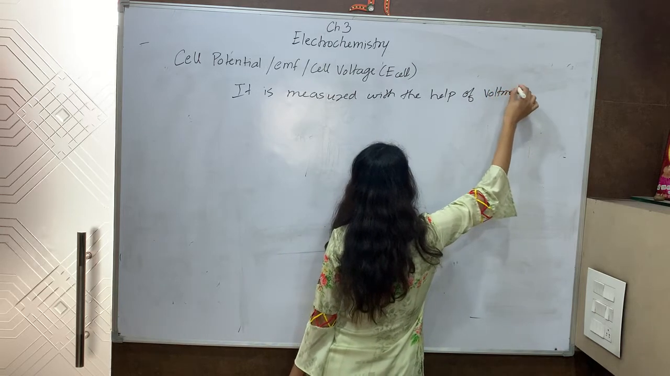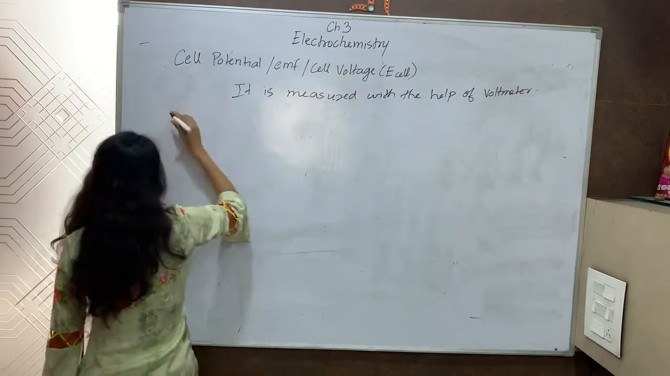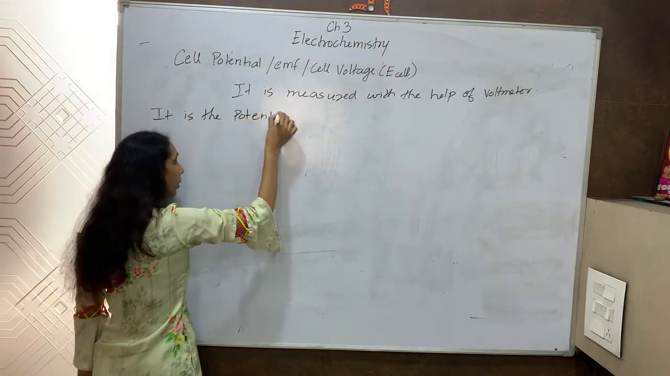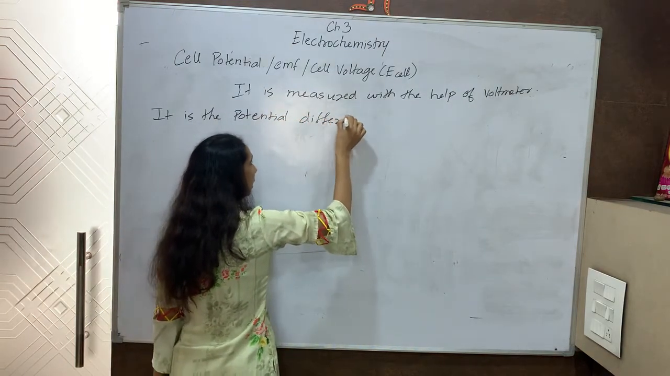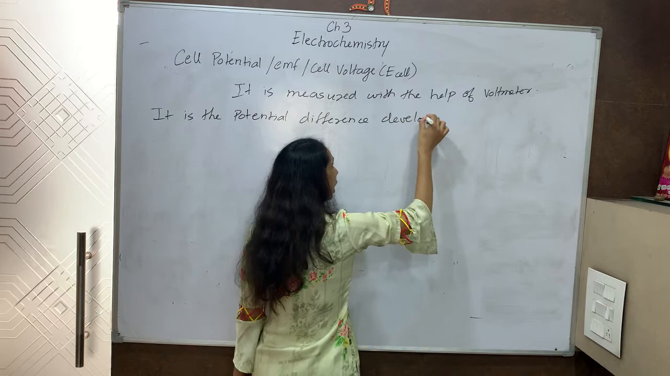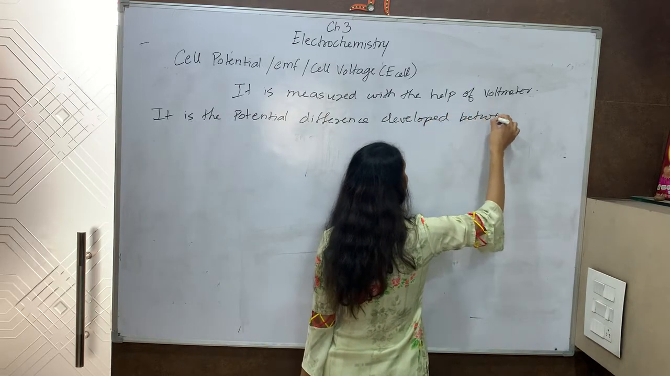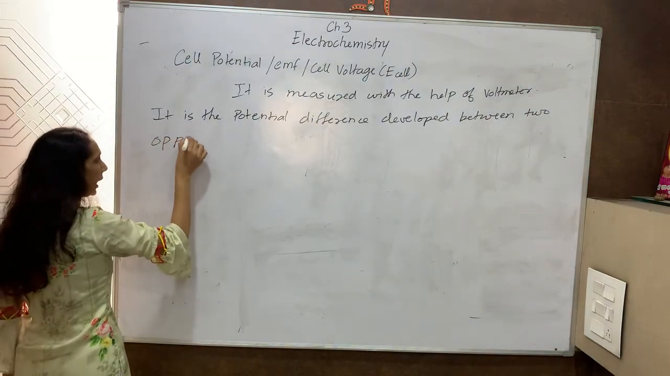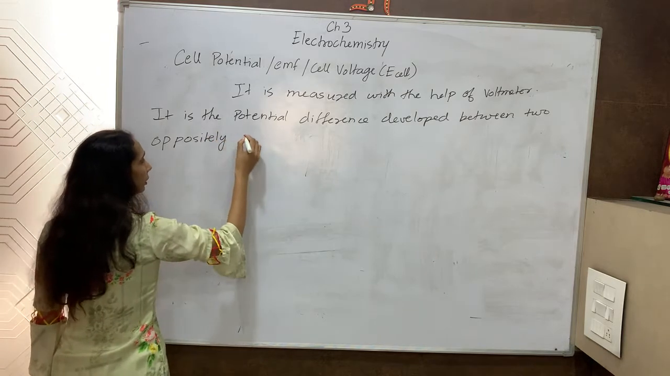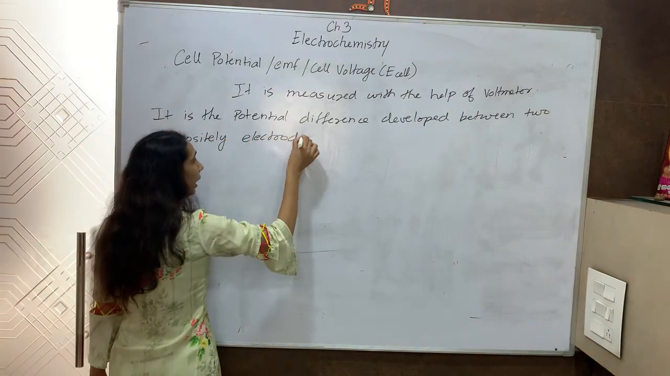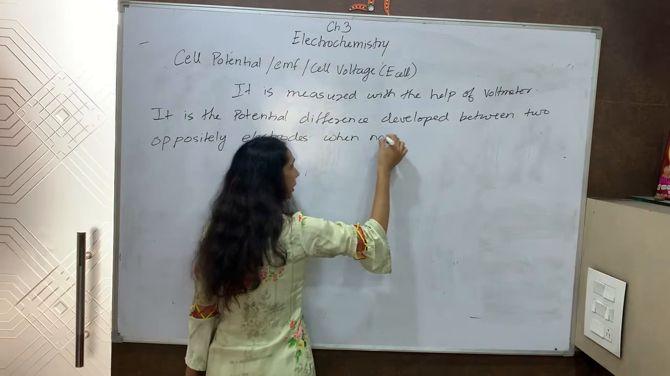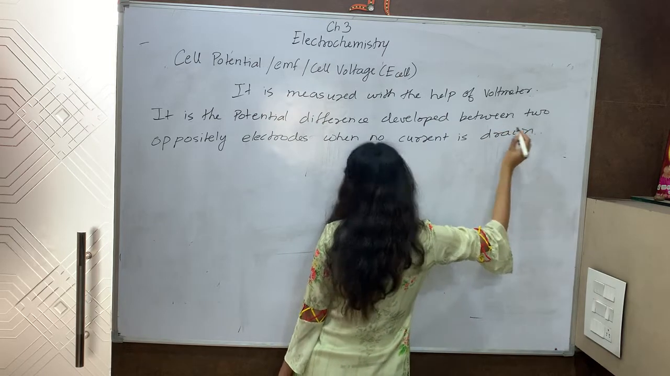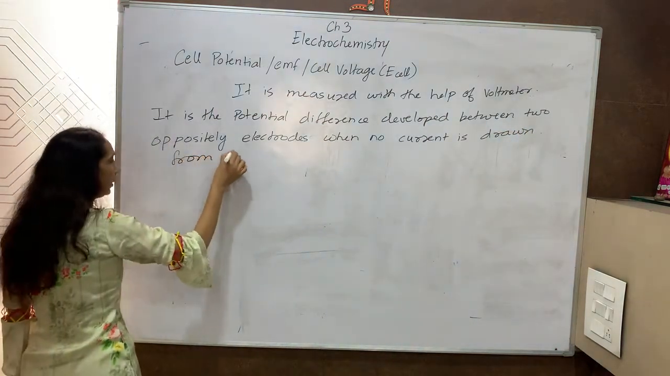And what is the cell potential or EMF of the cell? It is the potential difference developed between two oppositely charged electrodes. We know that one is cathode, one is anode. One is positively charged, another is negatively charged electrodes, when no current is drawn from the cell.